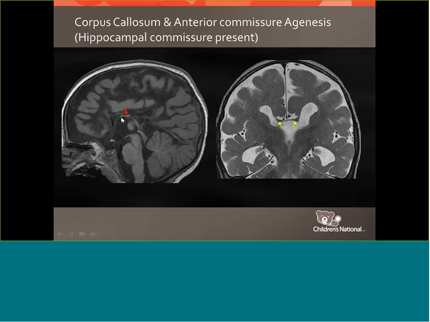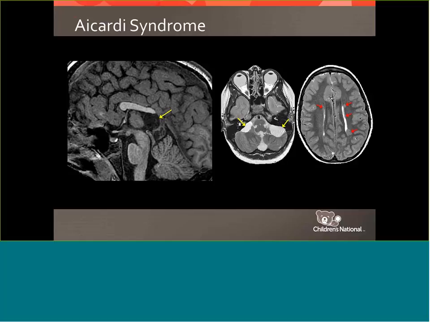I must mention one syndrome associated with corpus callosum dysgenesis, the Aicardi syndrome. So if you see a patient with corpus callosum dysgenesis and multiple cysts, you should think about the Aicardi syndrome, especially if they're female. And so here we have a peripineal extraaxial cystic lesion, bilateral CP angle arachnoid cyst, and the patient also had subependymal nodular heterotopia.